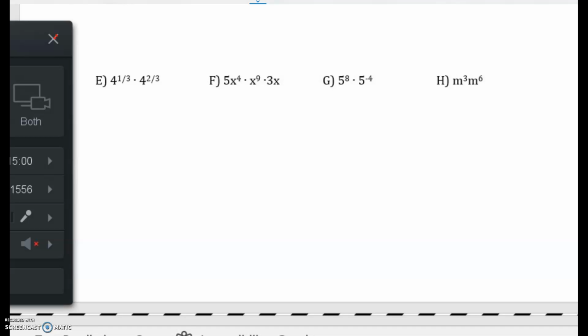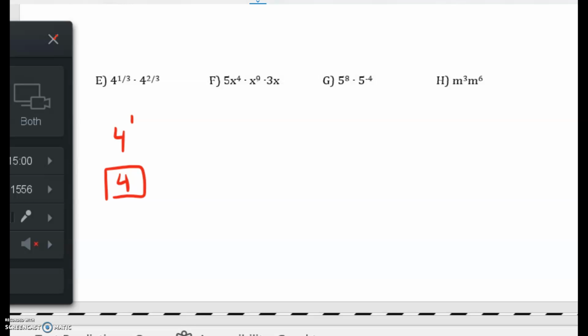4 to the 1/3 times 4 to the 2/3. Do we have the same base? Yes, we do. Let's put the base down and let's add the exponents. 1/3 plus 2/3 is 1. And 4 to the 1st is just 4. So I would have simplified it to that.